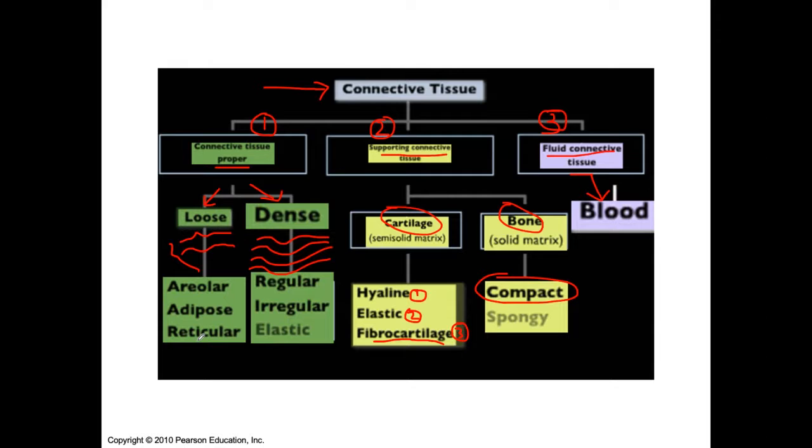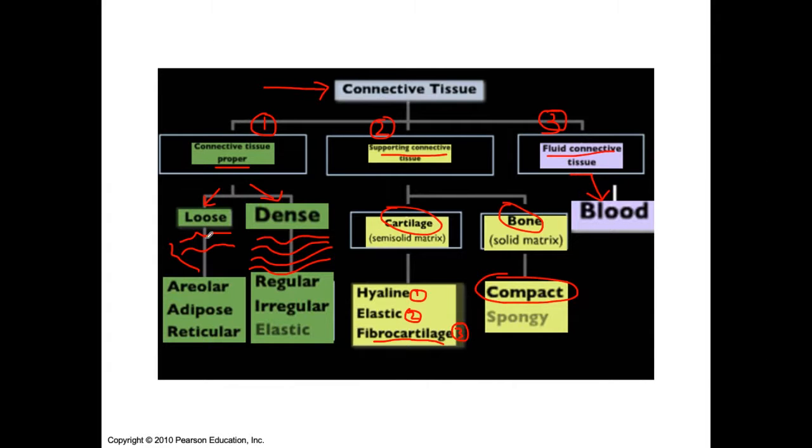So now you know why I said when we broke down tissues into epithelium, connective, muscle, and nerve, of the four, muscle and nerve are the easiest. Epithelium, not too bad to learn, but connective tissue has a few more moving parts to it.